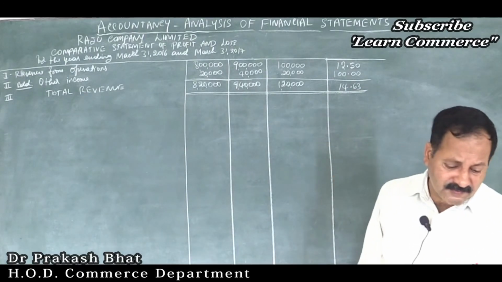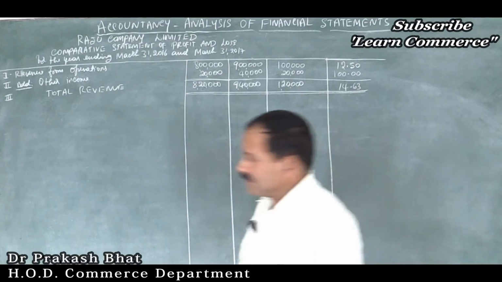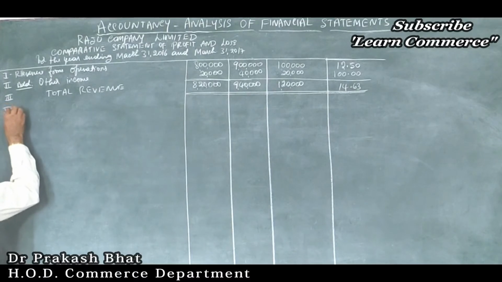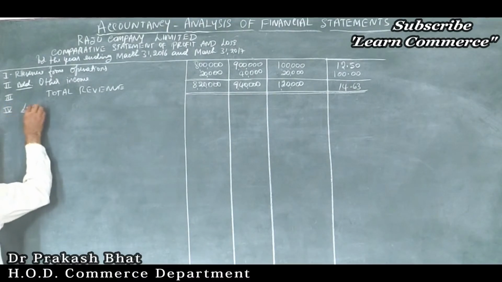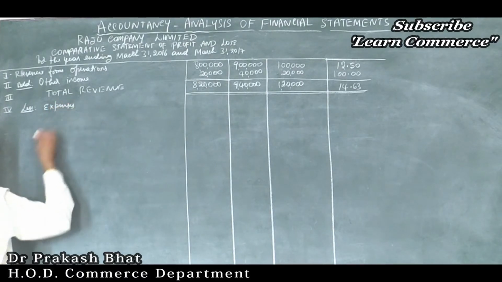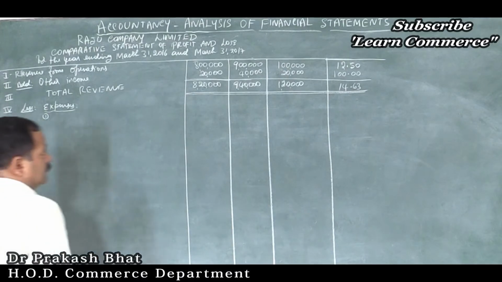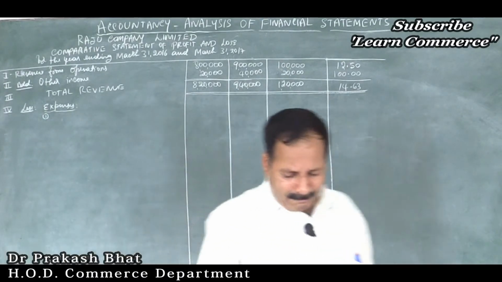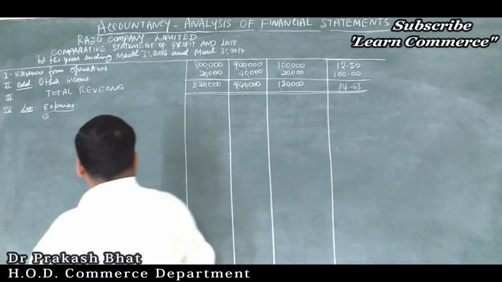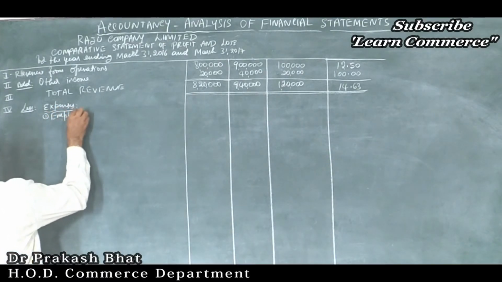Moving on to expenses, right? Less expenses. Fourth one, less expenses. Under that, first one, write one by one. Employee benefit expenses.